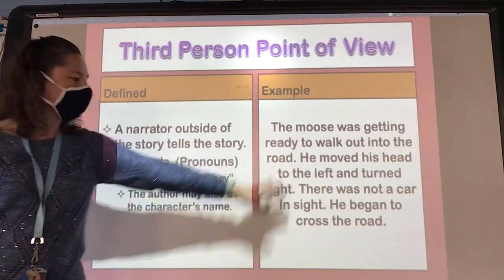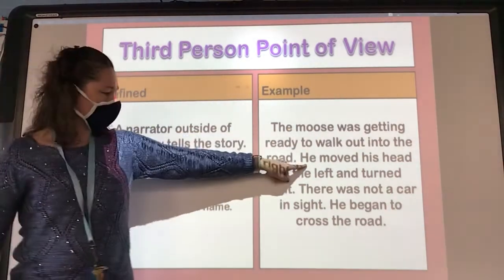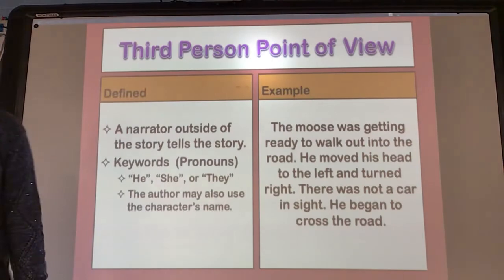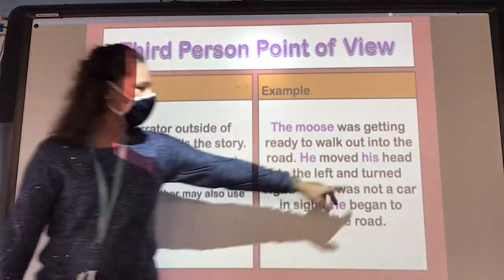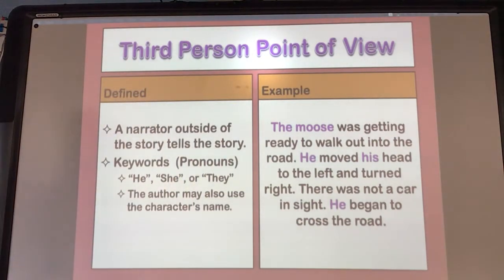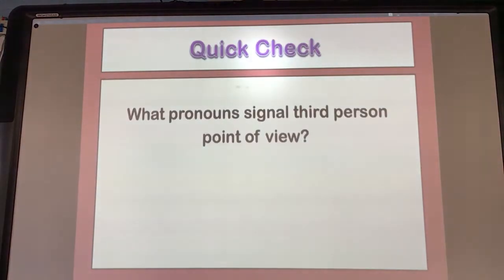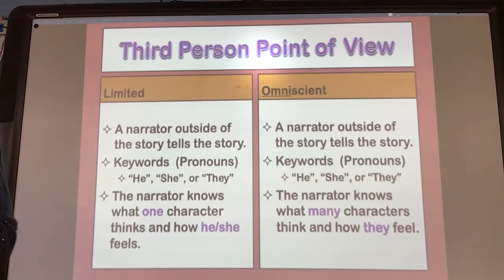We're here in third person, we definitely know it's a moose because the author says the moose. Then we use all of these pronouns, okay? So if I hit my button, it's going to show you all these pronouns that tell us it's third person, okay? Riker, question? And if it was in first person, it would have said I was getting ready to. Exactly. Would have said I.